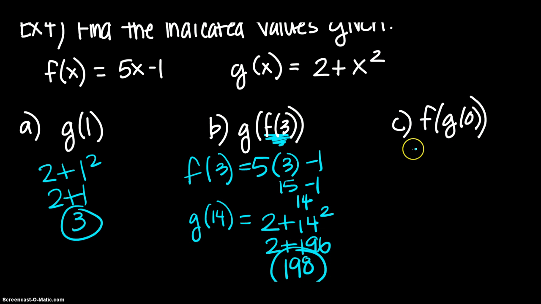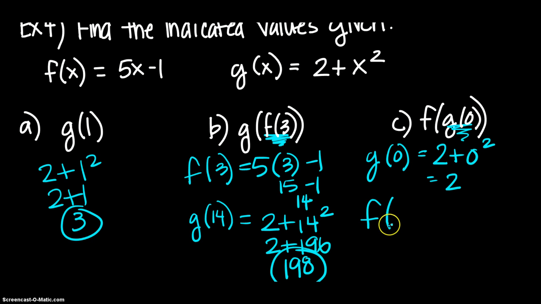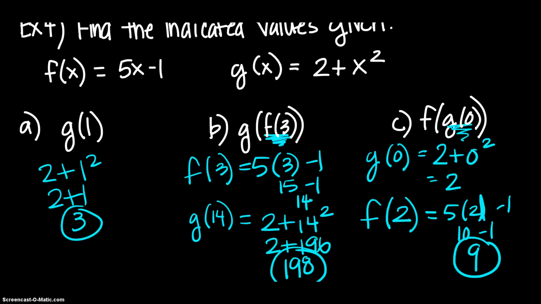So let's do the next one. f of g of 0, meaning we do the g of 0 first. So plug in 0 for the g. So g of 0 is going to equal 2 plus 0 squared, which is equal to 2. So g of 0 is 2. So now let's find f of 2. Replace the g of 0 with 2. f of 2 is going to equal 5 times 2 minus 1. That's a parentheses right there. 10 minus 1, which is equal to 9.